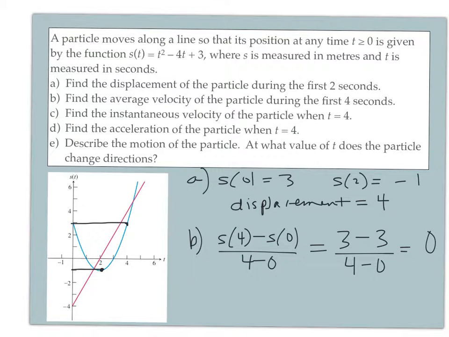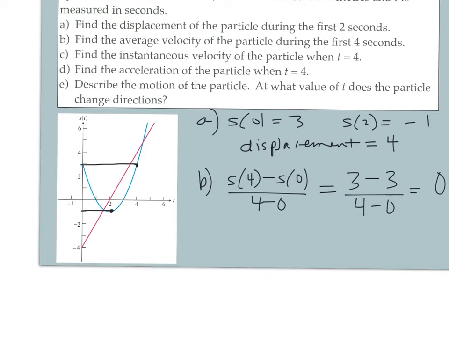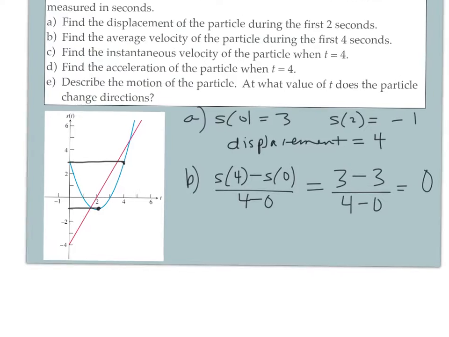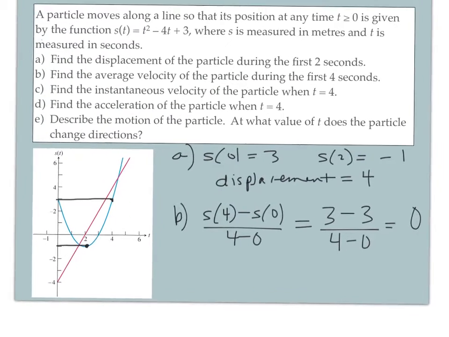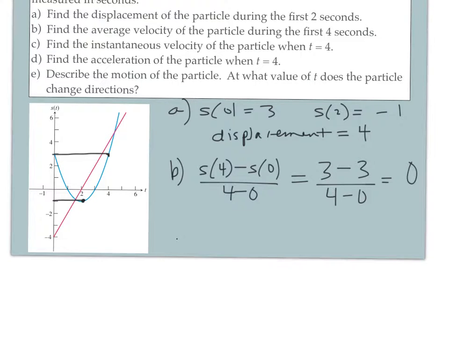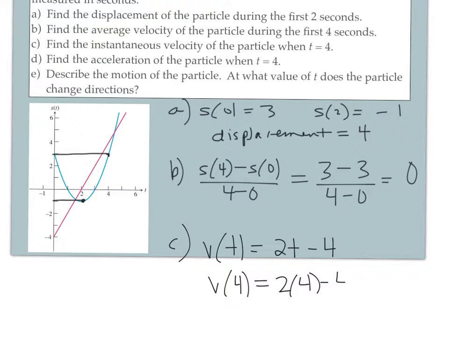Okay, then C wants the instantaneous velocity when t equals 4. So I need to use the equation. The equation is t squared minus 4t plus 3. If that's the position, what would velocity be? The derivative of that. So what would that be? Yep, 2t minus 4. Perfect. So the velocity at 4, if I just plug it in, 2 times 4 minus 4, is 4 meters per second. So my instantaneous velocity at 4 is 4 meters per second.